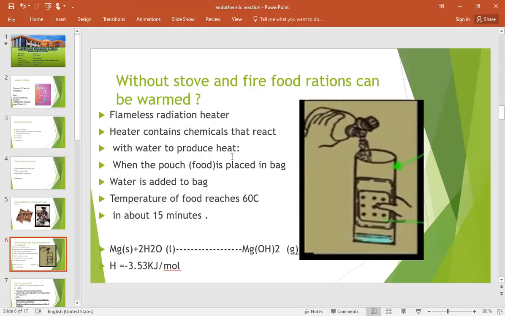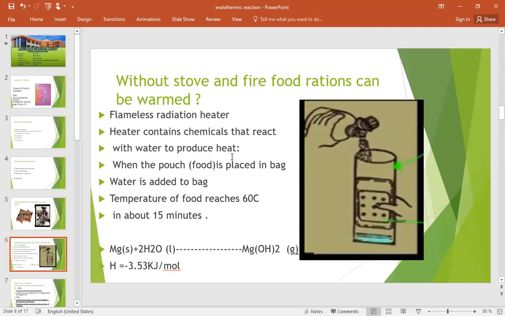What are the chemicals it contains? It contains mostly three types of chemicals: iron, sodium chloride, and magnesium. But let's see what is going on. In the pouch, water is added, and when the water is added, the chemicals react with the water, and the temperature of the food reaches 60 degrees and it becomes warm, not heated up. It becomes warm in 15 minutes. The time is a little bit more, and the reaction is there.